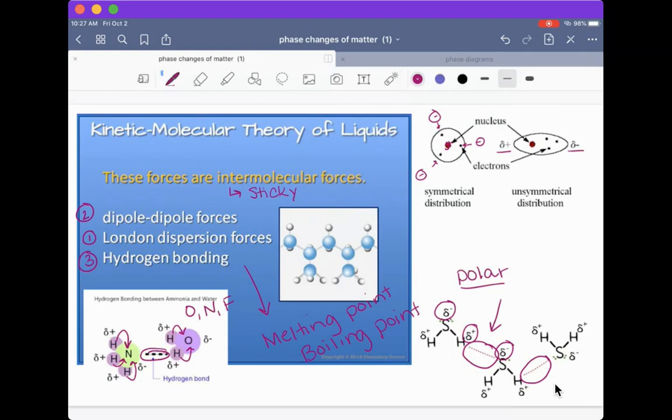So that's why we talk about intermolecular forces, because they have that stickiness, that attraction to one another. And the energy that we apply in the form of heat has to overcome those forces.